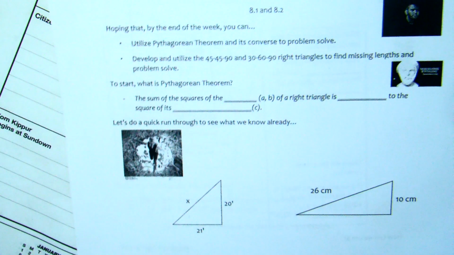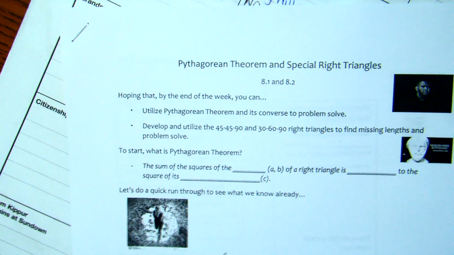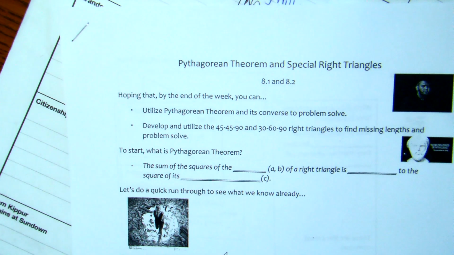So, today we're going to talk about, well, this unit begins with the Pythagorean theorem and the special right triangle. It matches up with 8.1 and 8.2 in the book. Hoping that by the end of the week, you can utilize the Pythagorean theorem and its converse to problem solve, and then develop and utilize the 45, 45, 90 and 30, 60, 90 right triangles to find missing lengths in problem solving.